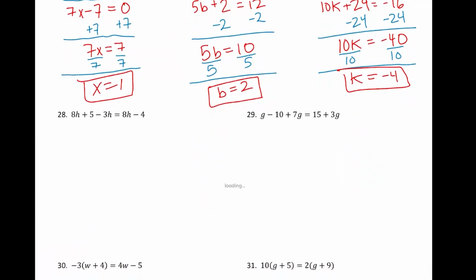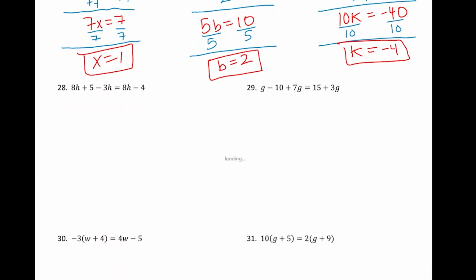Let's take a look at 28. Now here we've got a lot of stuff going on. We got variables on both sides, and we're going to have to deal with that. But before we start doing any properties of equality, we want to combine like terms. And by the way, this might be a good opportunity to just go through the order of the steps that you want to take here. If there's a distributive property, you want to do that first.